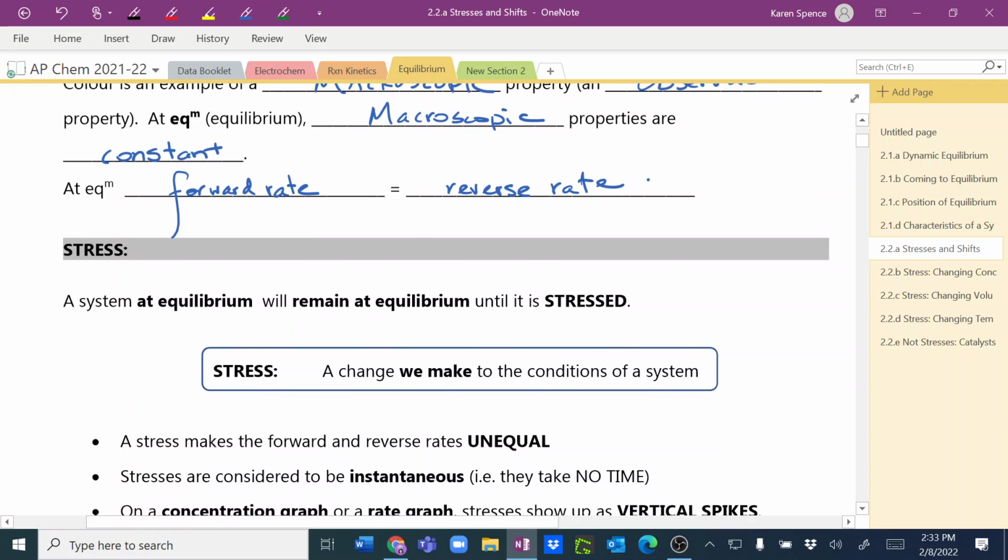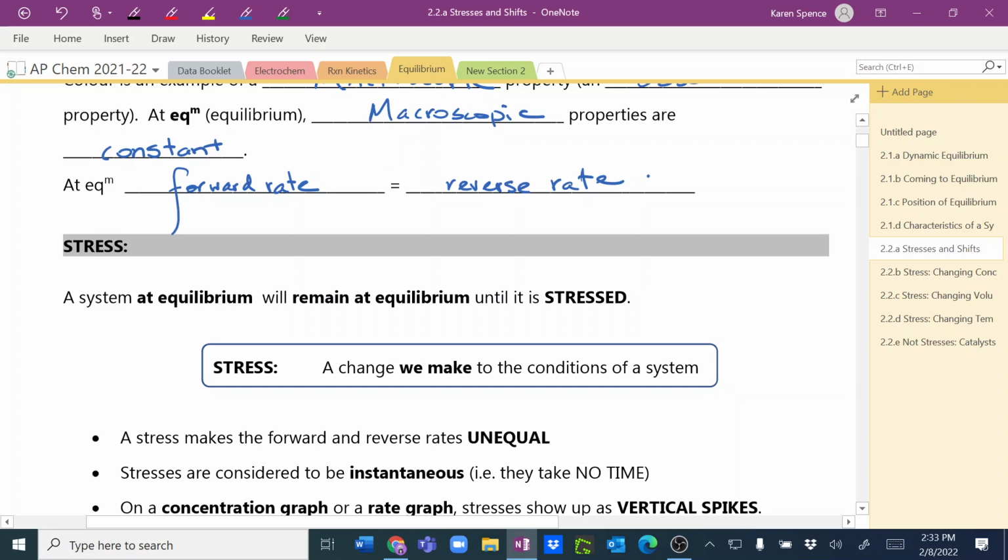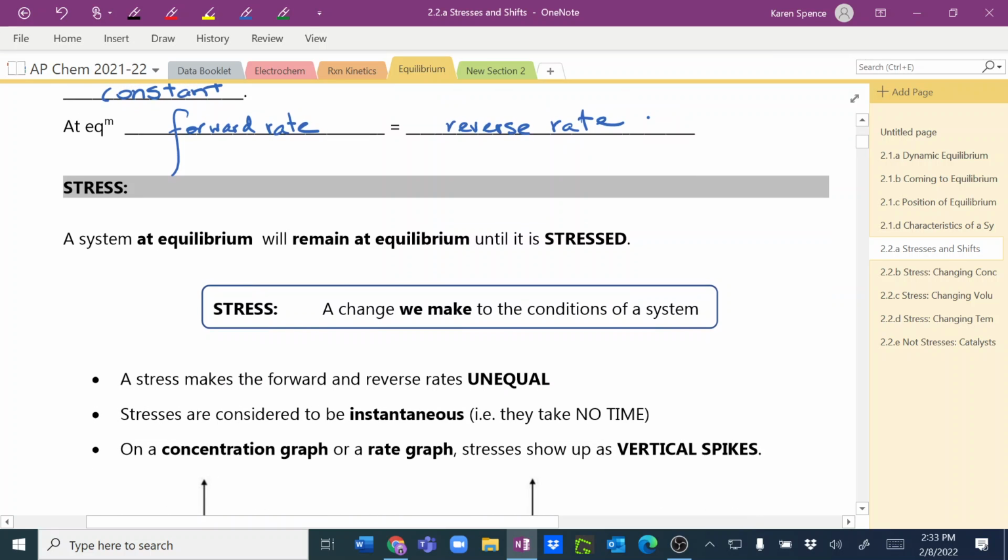Have I mentioned the word stress yet? I don't think so, right? A system will remain at equilibrium until it is stressed. This is a new word. A stress is a change that we make to the conditions. So you remember last day, who put the tube into the hot water? That was me. Yes, I stressed the system. So it's something that we do.